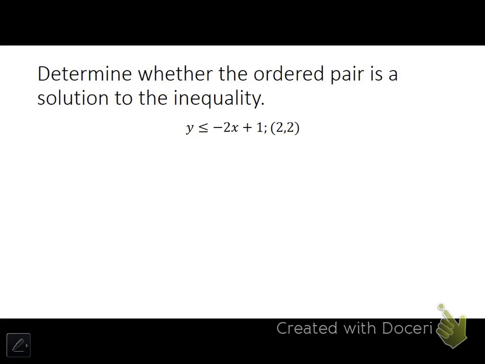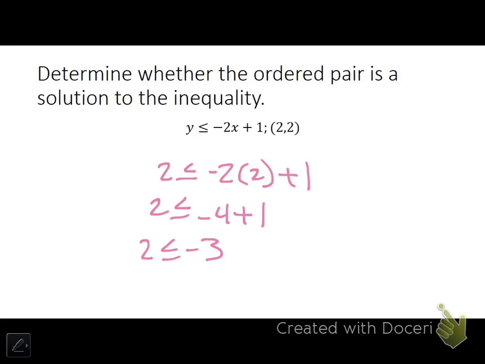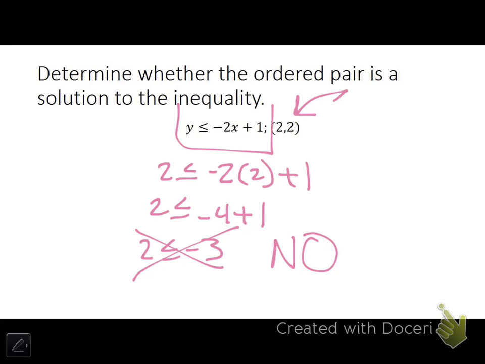Okay, determine whether the ordered pair is a solution to the inequality. So again, we're just going to plug it in, figure out if it's a solution. Negative 2 times 2 is negative 4. Negative 4 plus 1 is negative 3. Is negative 3 bigger than 2? Because remember, it eats the bigger one. No. So it's not a solution. That means that point will not sit in the shaded region of this graph.